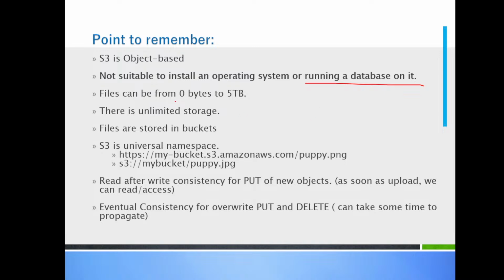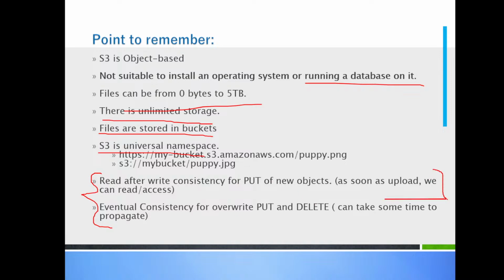The files can be from 0 bytes to 5 terabytes. This is the size of a single file. You can store unlimited amount of data. Files are stored in buckets. S3 bucket should have a unique name. Now, read after write consistency for put of new objects and eventual consistency for overwrite put and delete. As I said, this is the old one. Now Amazon gives strong consistency for put of new objects as well as overwrite and delete.